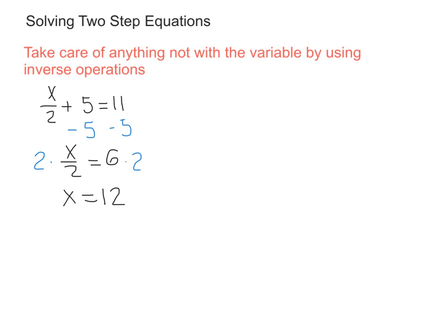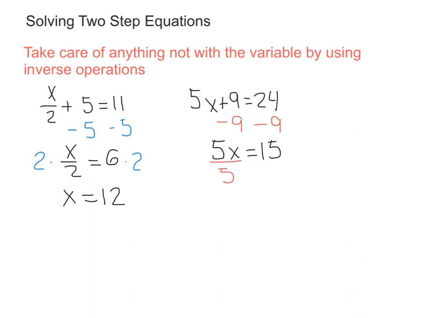Here's another one. We have 5x plus 9 equals 24. I want to get x by itself, so I'm going to subtract off 9 from both sides. If I do that, I'm going to be left with 5x equals 15. I'm going to divide both sides by 5. If I do that, I'm going to be left with x is equal to 3.